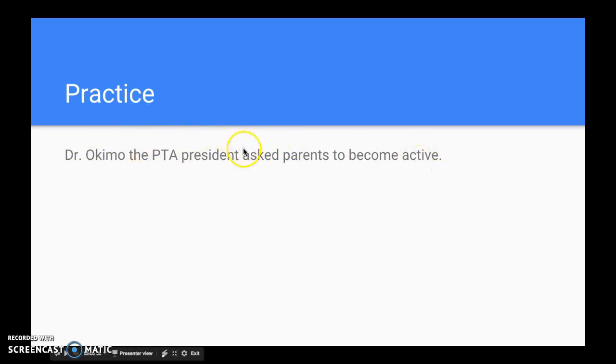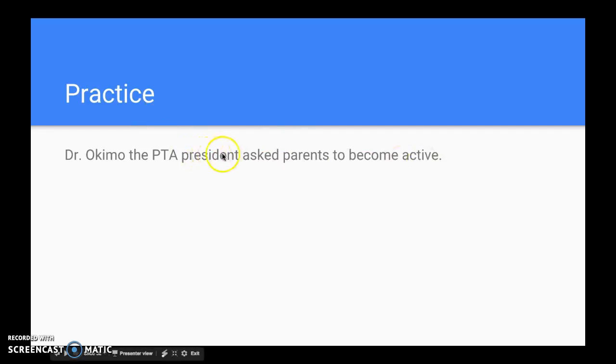It doesn't necessarily matter that he is the PTA president. It does help identify who he is. We also know that the PTA president is a noun and Dr. Okamo is a noun, so this makes it the appositive rule. Looking at this, this phrase really isn't essential to the rest of the sentence. We can assume there's only one PTA president, and all it does is identify him. So as a result, we do need commas. We would need to say Dr. Okamo, comma, the PTA president, comma, asked parents to become active.